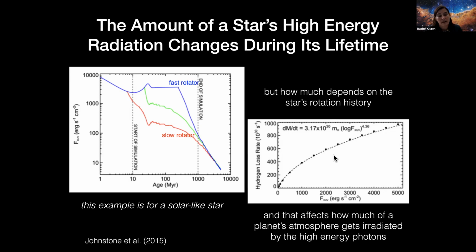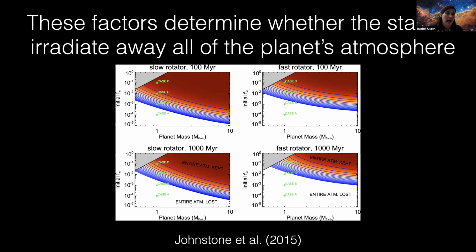That is important because the amount of the high energy radiation that the star is releasing, as you can see on the plot on the right, influences any atmosphere or any planet that's nearby. And this is just a quantification of that mass loss rate, the hydrogen loss rate, as a function of the X-ray ultraviolet XUV flux. And those factors are important in determining whether the star will irradiate away all the planet's atmosphere. This is from the same paper that I showed you plots from yesterday. The previous slide.